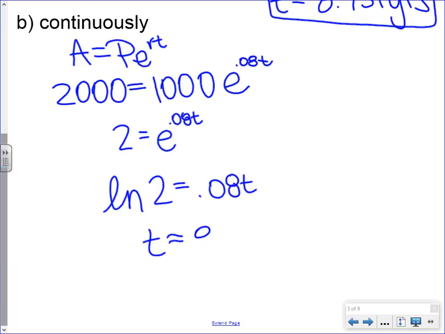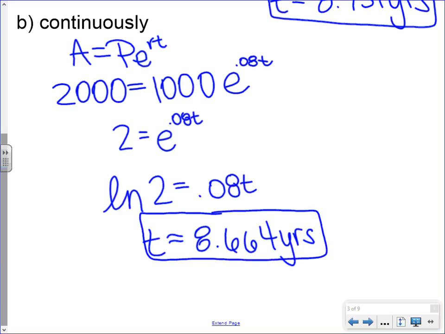About 8.684. Does our answer make sense compared to compounding quarterly? Yes, it should take less time because the more times you compound, the more money you're going to make off of the interest. Okay? Questions there?